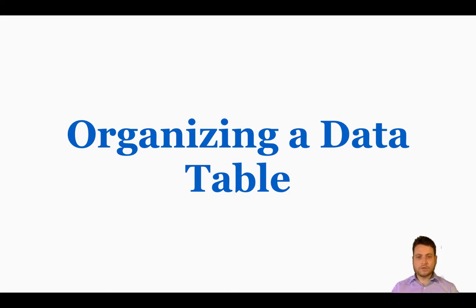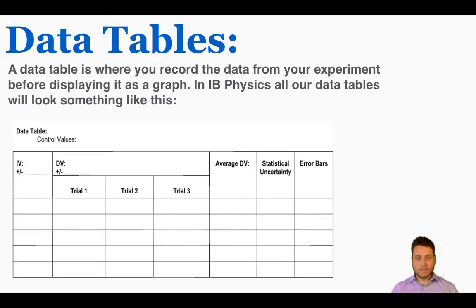This video is about how to organize a data table. This is how the data table looks on your lab report. A data table is where you record the data from your experiment before displaying it as a graph. In IB Physics, all our data tables will look something like this.